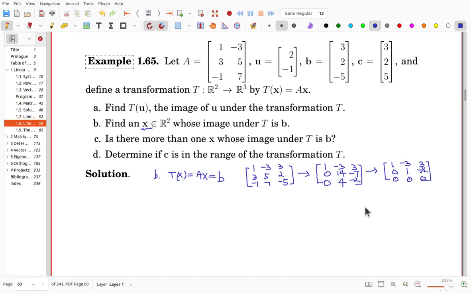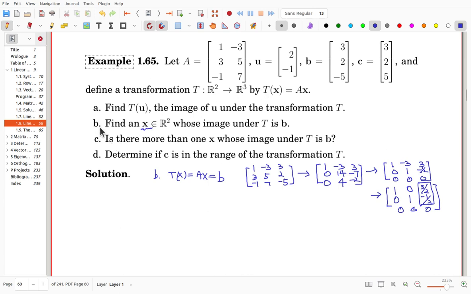Now we have to finish the computation by reaching the reduced echelon form. Adding 3 times the second row will make a 0 here, and that is 3 over 2. And then 0, 1, and minus 1 half, and 0, 0, 0. So the answer for the problem is this vector. That is the answer, x.